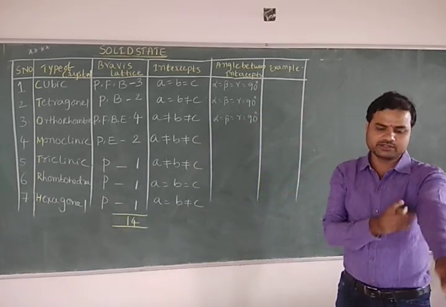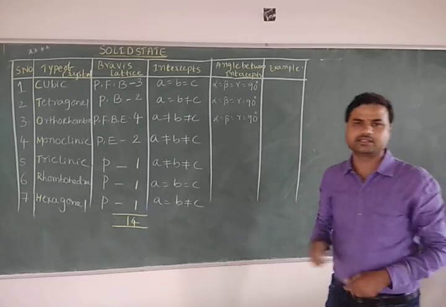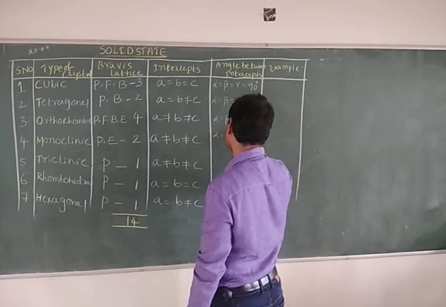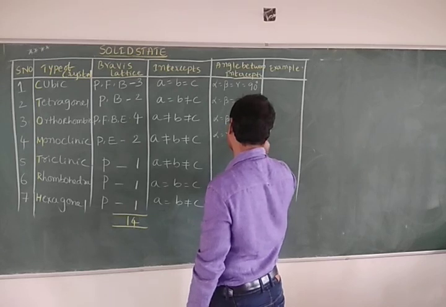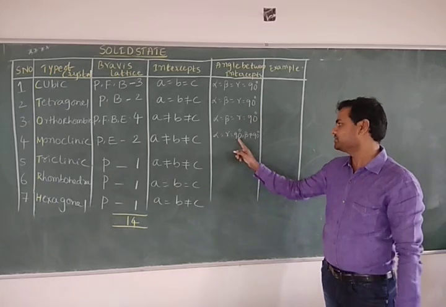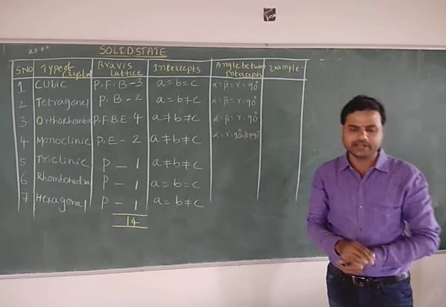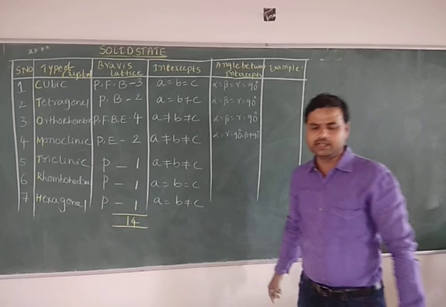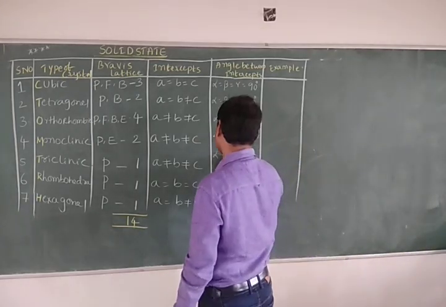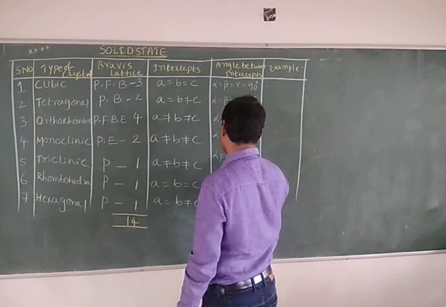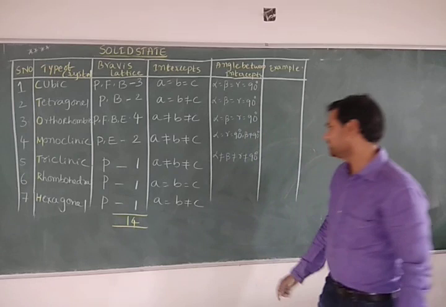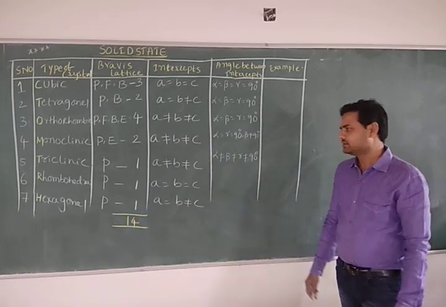Next one is different. Here, alpha gamma is equal to 90 degrees, but beta not equal to 90 degrees. Have you got my point? Alpha gamma is equal to 90 degrees, beta not equal to 90 degrees. Next one, we have alpha not equal to beta not equal to gamma not equal to 90 degrees. Is it clear to you?